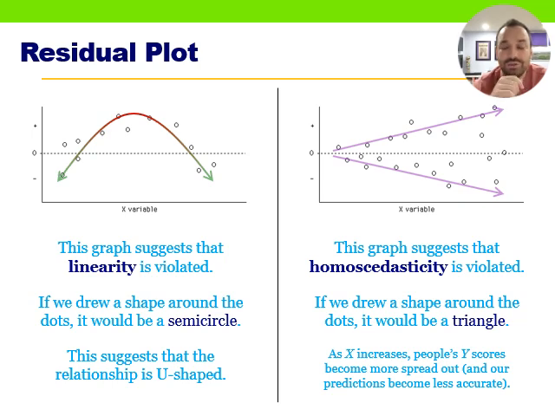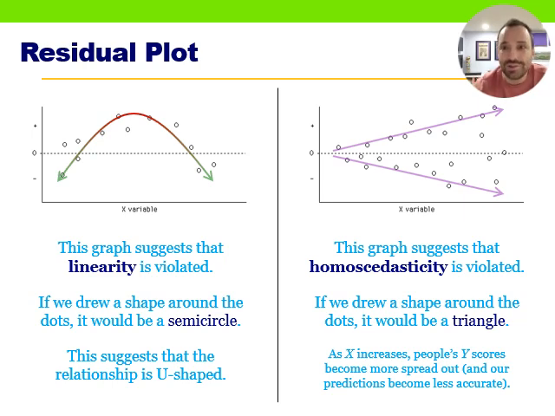Okay? The reason that's important is because it's telling us that our ability to predict the thing that we're trying to predict is actually different depending on a person's X score, right? So it creates a problem for us because our predictions are sometimes really good and sometimes really bad, but it's not in a random fashion. There's sort of a problematic pattern to it, okay?